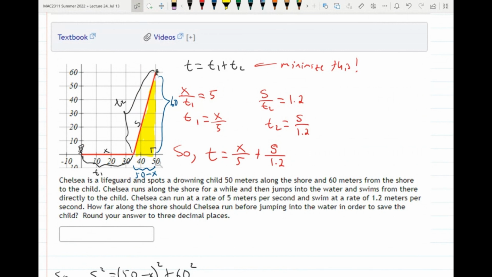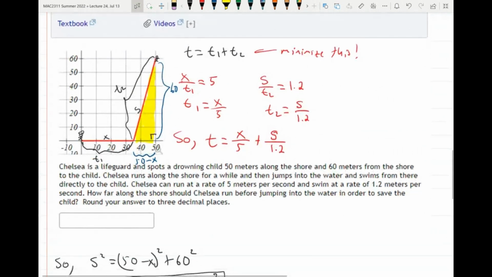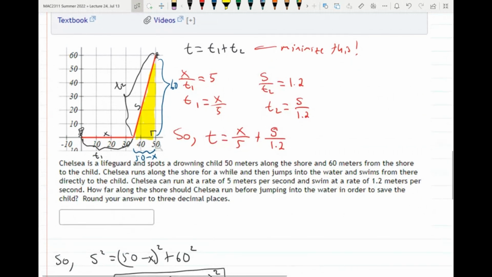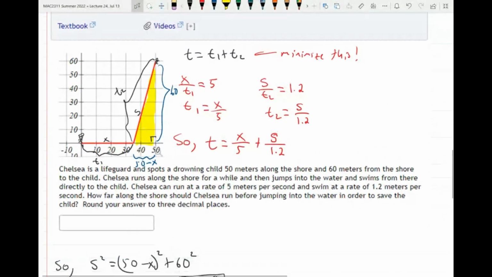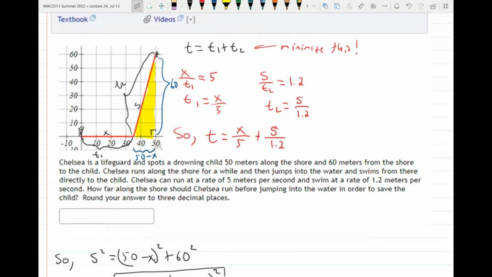Because the lifeguard needs to save the kid, so time is imperative, because that's what I mentioned. How long would it take for her to rescue the kid? We want to minimize that, right? Because the longer it takes, the more at risk the kid is. So the shorter it takes to rescue him, the better it will be, the more chances we have to rescue the kid. Okay, good. So then the question is, how do we find time?